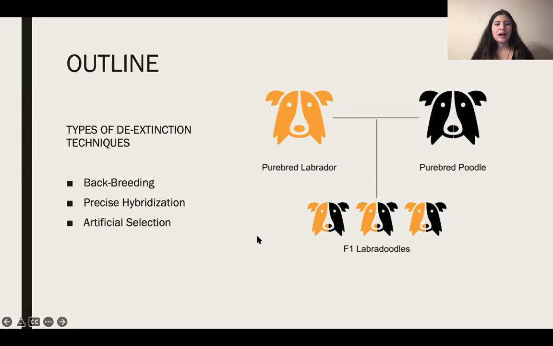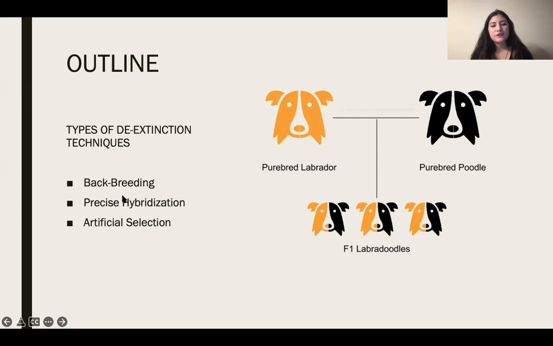So I did an outline of the types of techniques we're going to be going over, and I wanted to go into more detail on these techniques, so that we understand the processes that these researchers are taking on. So we have artificial selection. It's the identification of a desirable trait in the organism, and the steps taken to enhance those traits and perpetuate them into future generations.